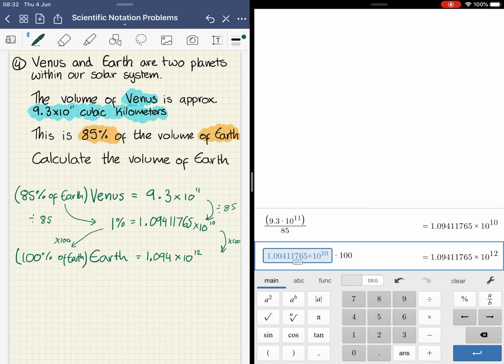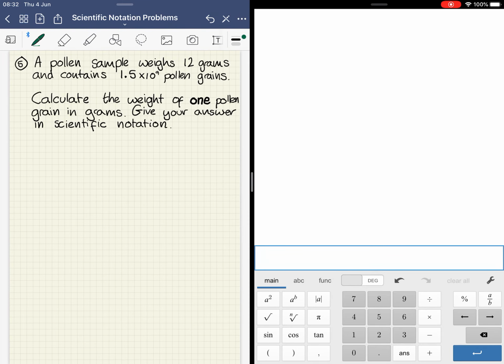Okay, one last question then. So a pollen sample weighs 12 grams and contains 1.5 times 10 to the 9 pollen grains. Calculate the weight of 1, and now in this exam they did have that 1 in bold, just to really emphasize that is definitely a key feature you need to use. So we want to know the weight of 1 pollen grain and give your answer in scientific notation.